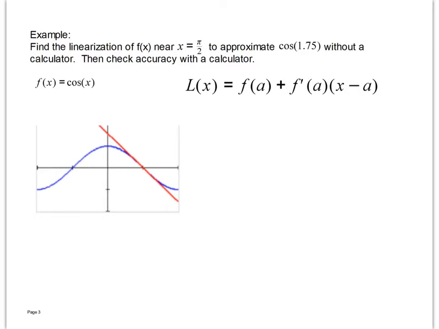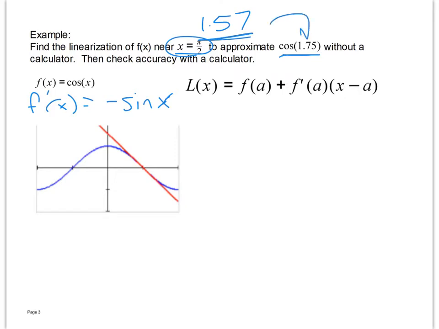So we're going to find the linearization near x equals pi over 2 to approximate cosine of 1.75. You have to kind of know that an estimation of 1.57 is the same as pi over 2, so it is pretty close to that. When we take the derivative of our function, because we're trying to estimate a cosine, our derivative is negative sine x. We're using pi over 2 because that's a really close approximation to 1.75, and pi over 2 is something we can put into both sine and cosine really easily.